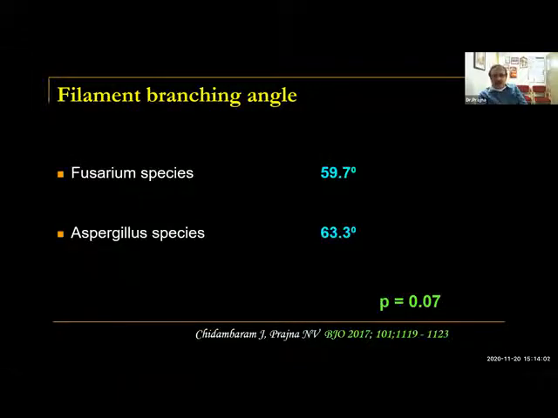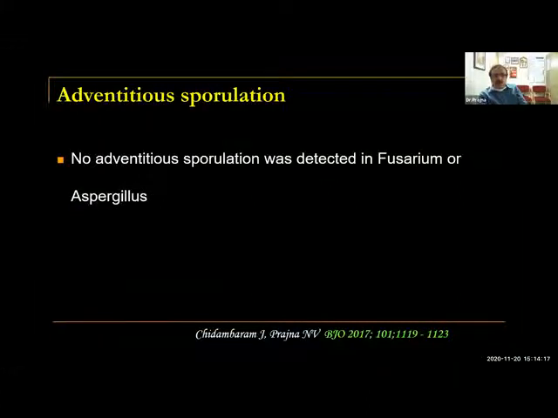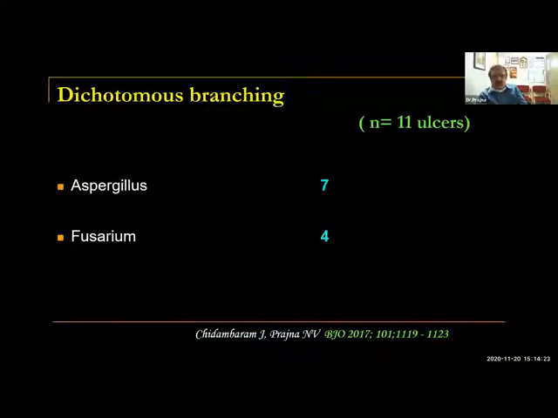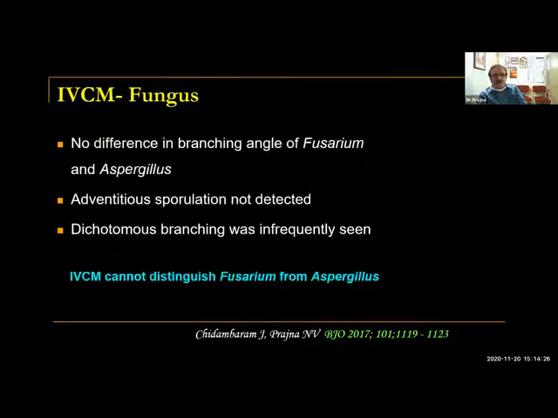Our findings were actually contrary to the presentations which were published before. We could not see any difference between Fusarium and Aspergillus with regard to filament branching angle, nor with adventitious sporulation, and also there was no difference with regard to dichotomous branching. So we came to a conclusion that there was no difference in the branching angle of Fusarium and Aspergillus based on our findings using an HRT IVCM. And we concluded that IVCM cannot effectively distinguish Fusarium from Aspergillus.